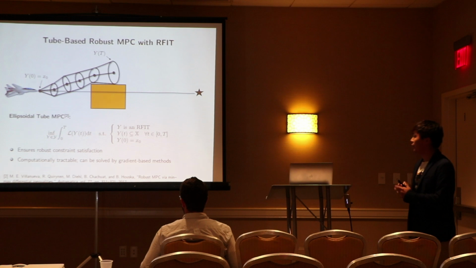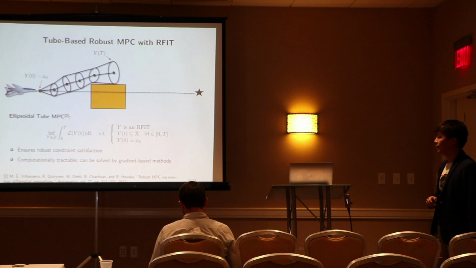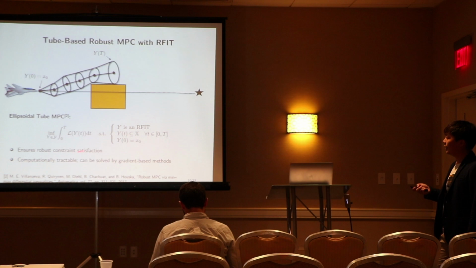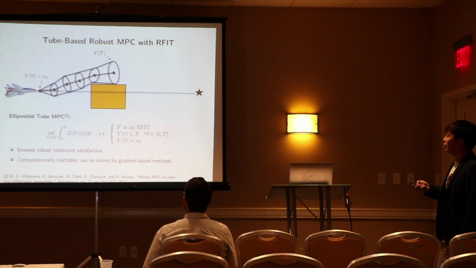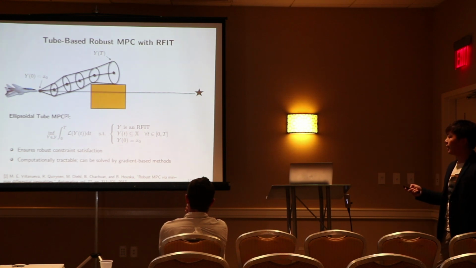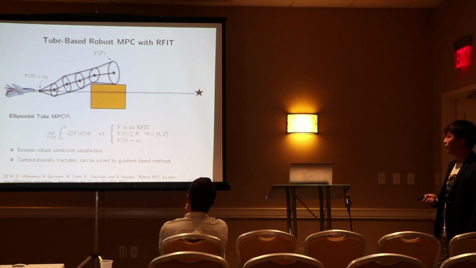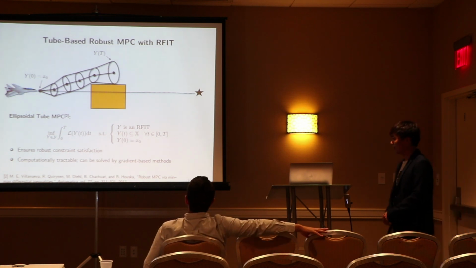So as long as you have the RFITs, you can immediately design a robust tube-based MPC based on that. For example, in this prototype optimization problem, we will be optimizing the tubes online. And in the constraints, we will first constrain your function Y to be an RFIT, and then force it to be in your feasible set X. And the resulting controller of this optimization problem will ensure a robust feasibility for your control system. And more importantly, it is computationally tractable and can be solved by gradient-based methods.